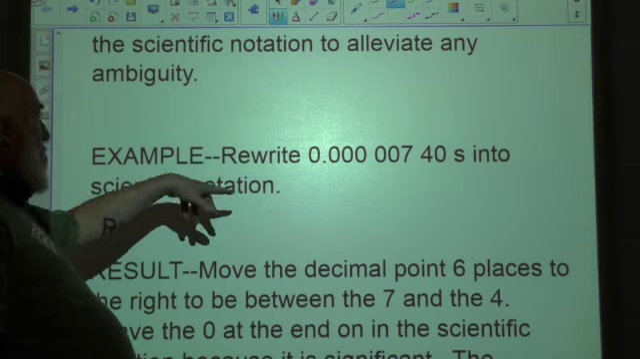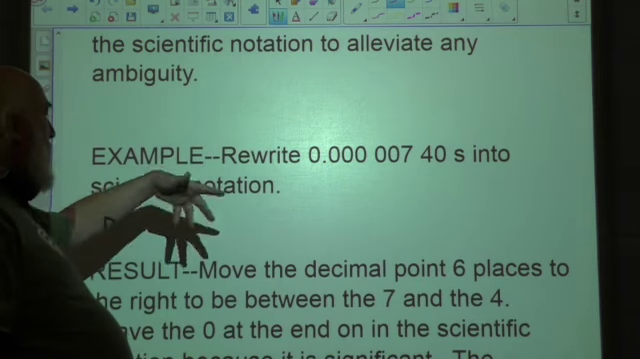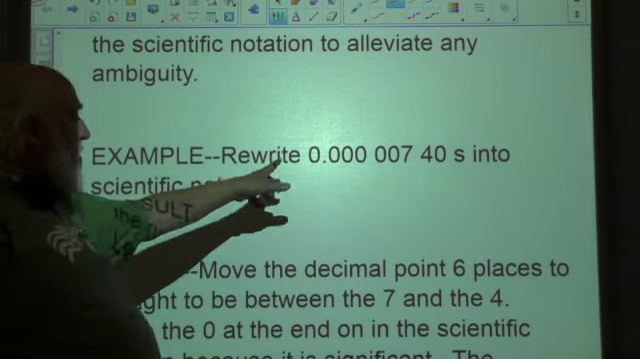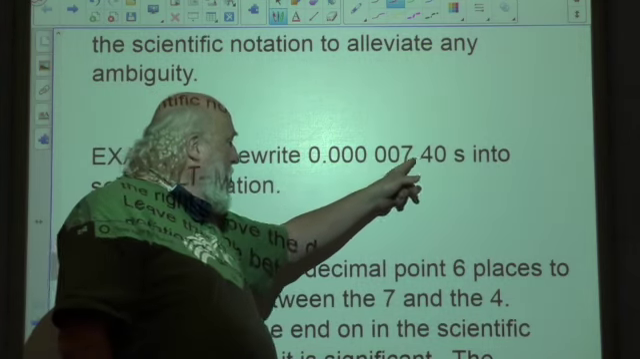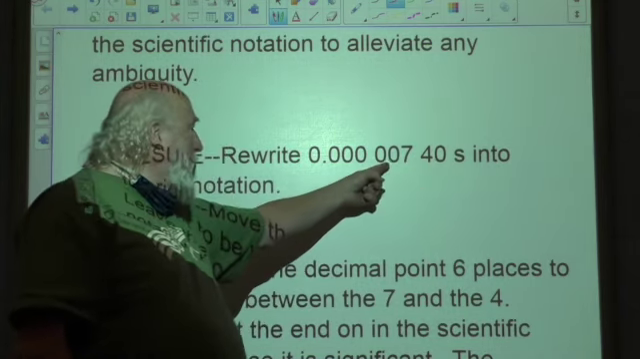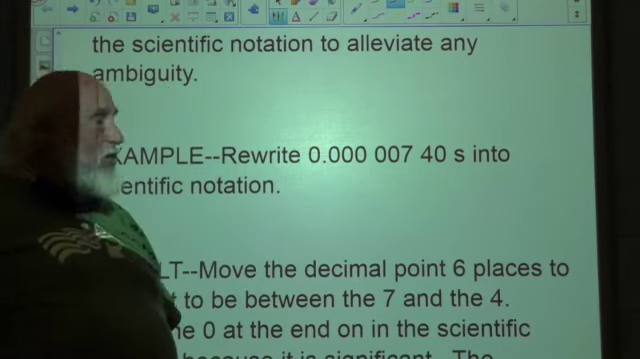The example here that I use is: rewrite this into scientific notation. Well, again, how many significant figures do we have here? 3: 7, 4, and 0. That 0 has to be there. These zeros have to be there, therefore they are significant.